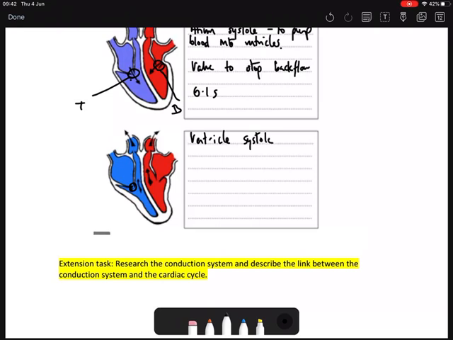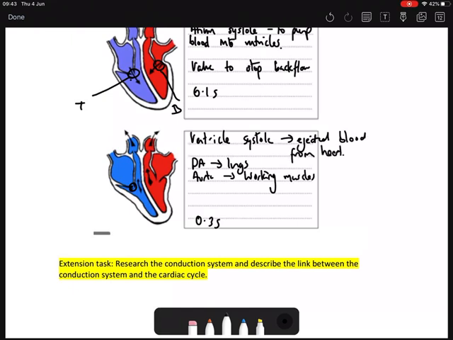If it's leaving through the pulmonary artery, it's going to be going to the lungs. And if it's going through the aorta, it's going to working muscles. That will depend on the type of blood, if it's oxygenated or deoxygenated. So this ventricular systole is about 0.3 seconds, and it is ejecting blood from the heart.